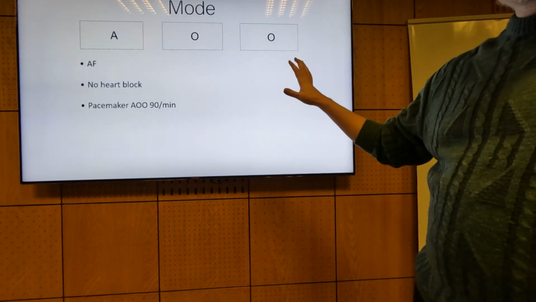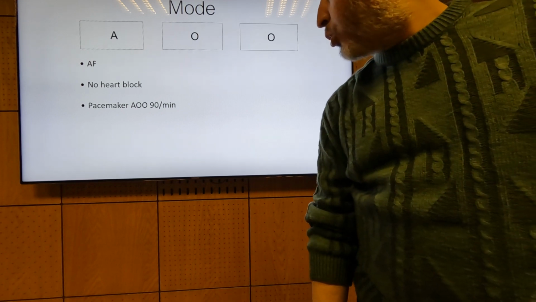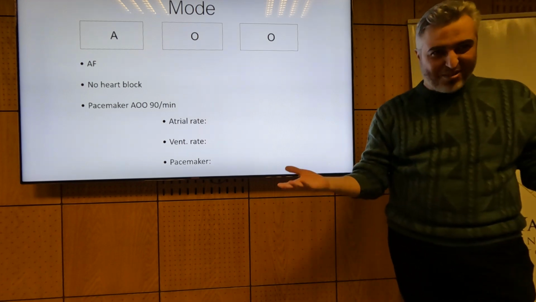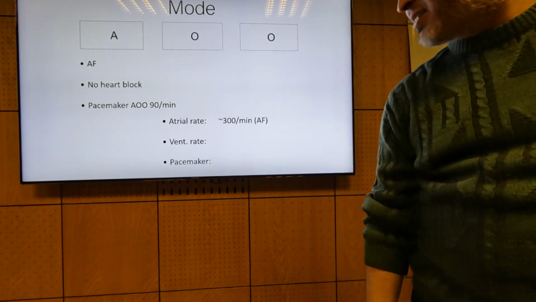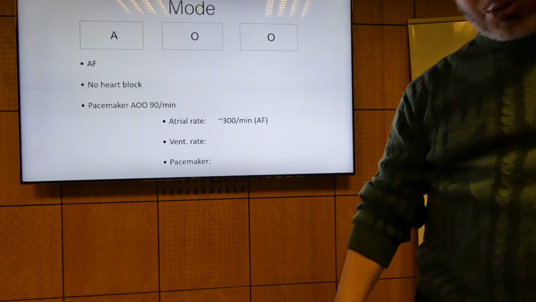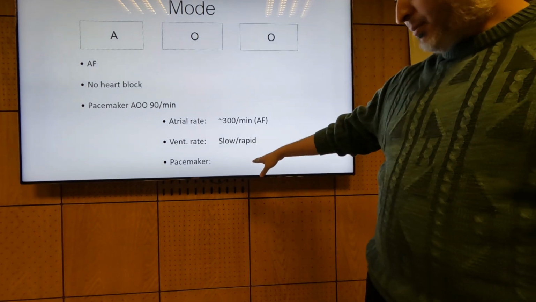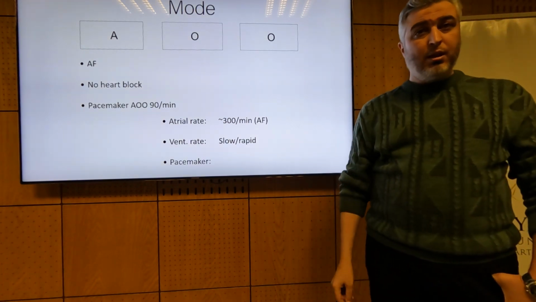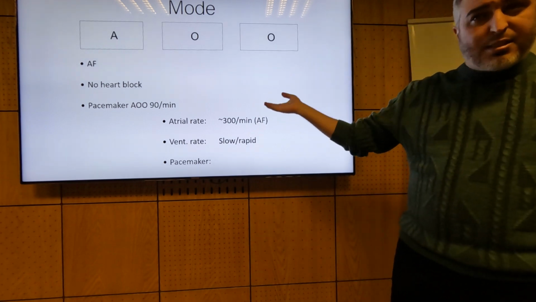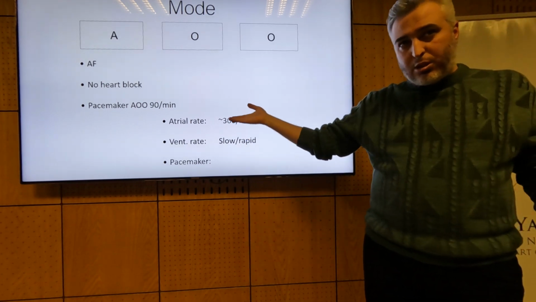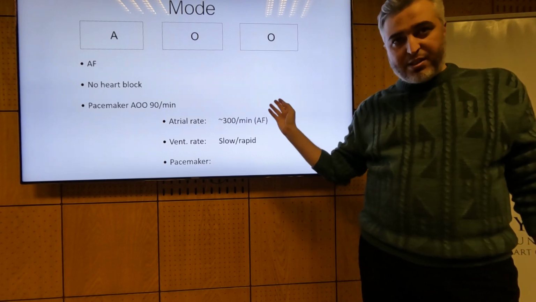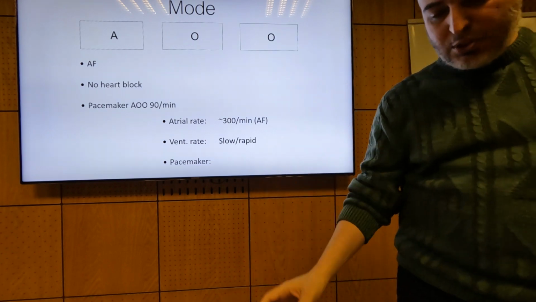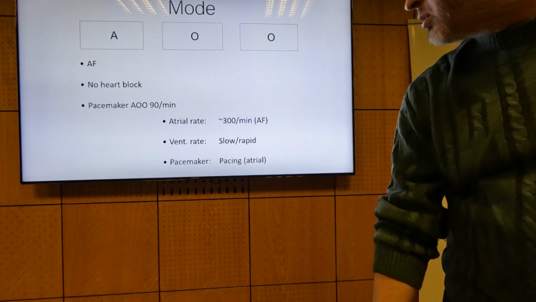AF, no heart block, pacemaker 90, AOO. What's the atrial rate? AF. So it is the very fast rate of the AF. Whatever the ventricular response, either slow or rapid. What's the pacemaker doing here? It's still pacing. Most of the time, this pacing will actually do absolutely nothing because the atrial rate is a lot faster, but sometimes it captures. In any case, nothing matters because you cannot improve it. So again, not useful.